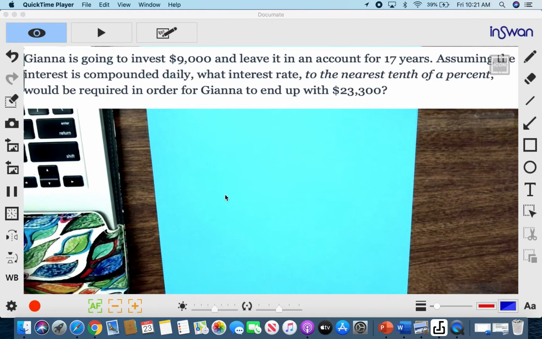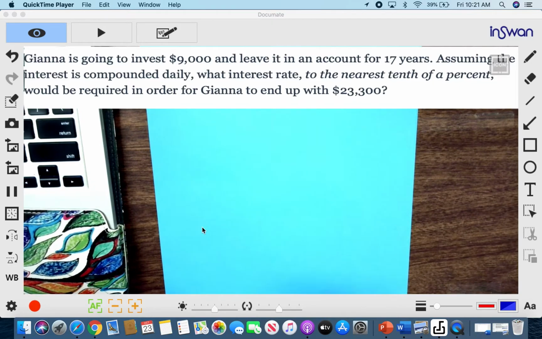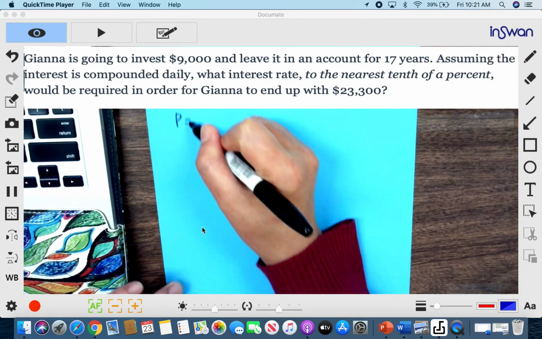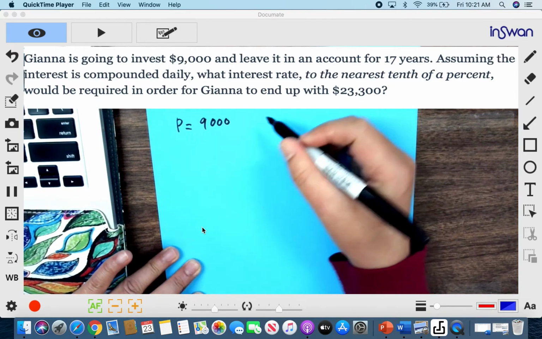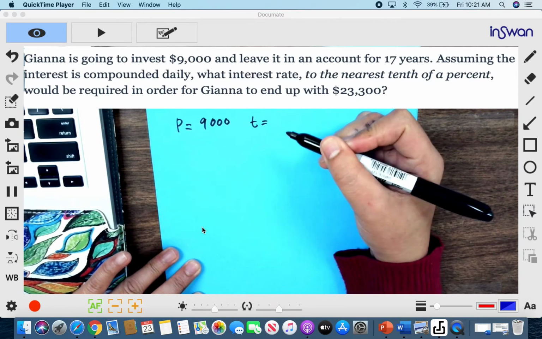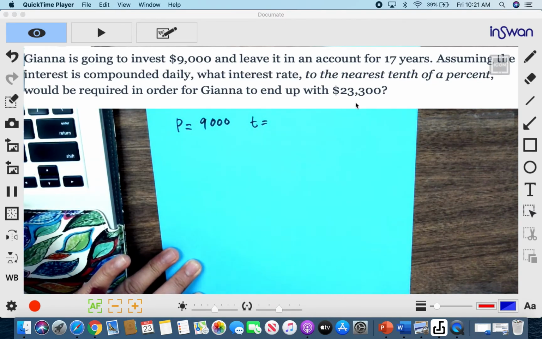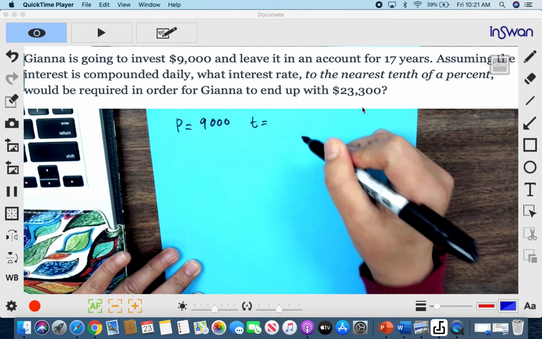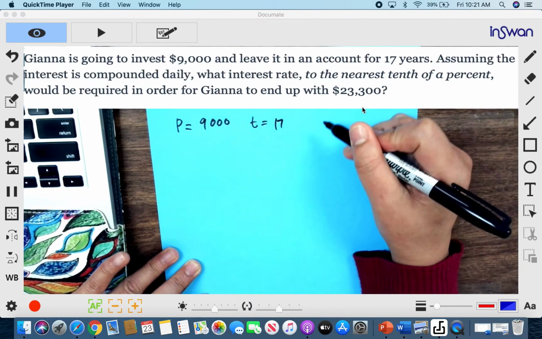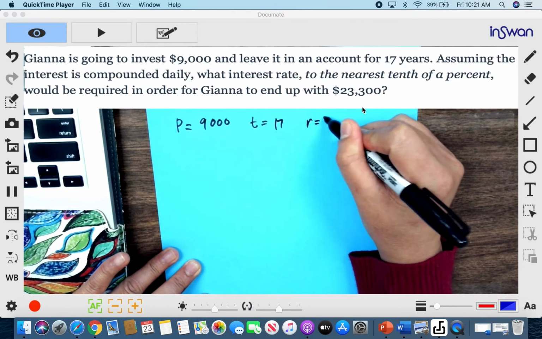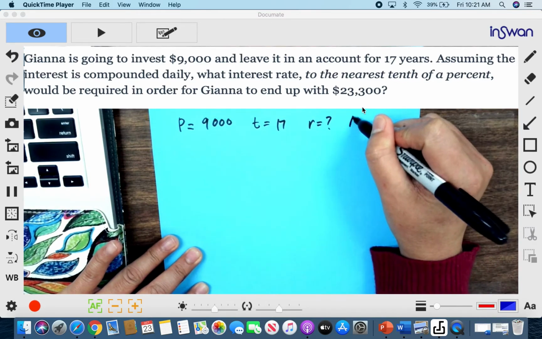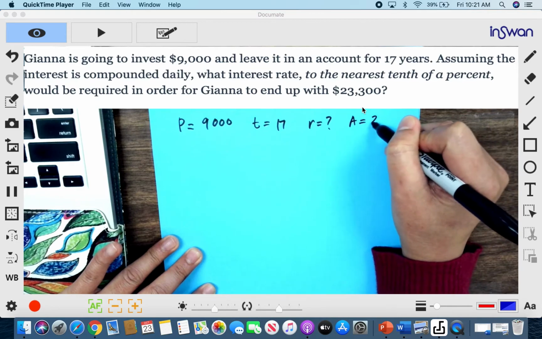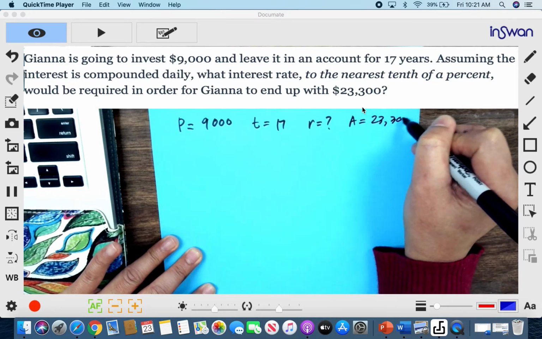Use a calculator to solve it instead. Gianna is going to invest $9,000, so our P is 9,000. And the time it will take it to reach this certain amount, 23,300, is like 17 years. And we're trying to find the rate of interest for this investment. And our final amount or future value is 23,300.